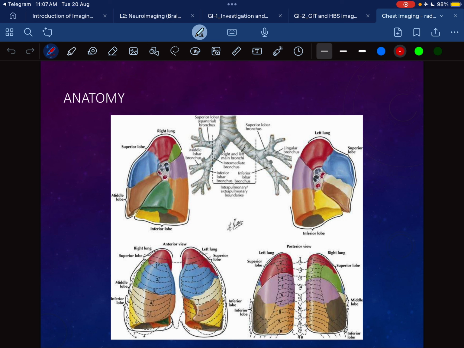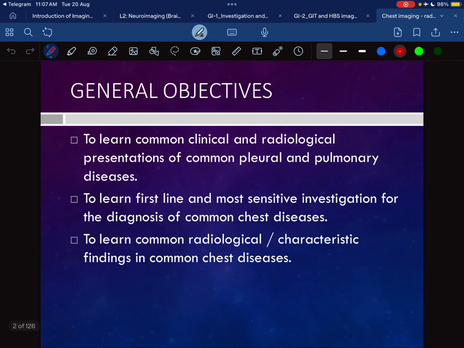You're welcome. So our main objective is to understand the clinical and radiological presentation of common pleural and pulmonary diseases, to know what the first workup is and how to deal with these cases, and to learn the common radiological findings, and how and when to order, and what your differential diagnosis is when you deal with them.